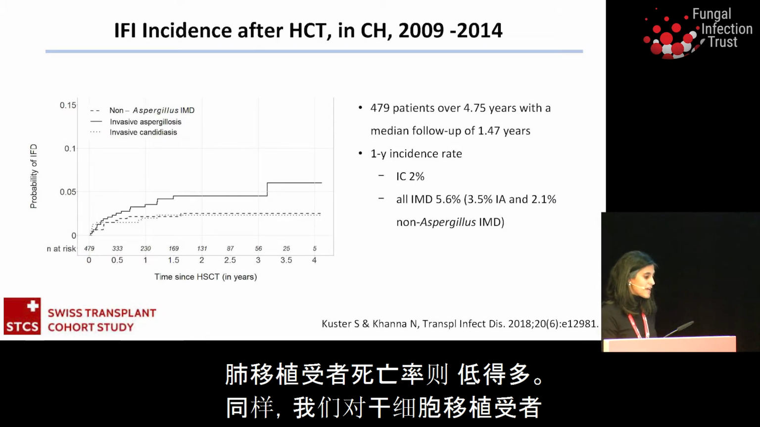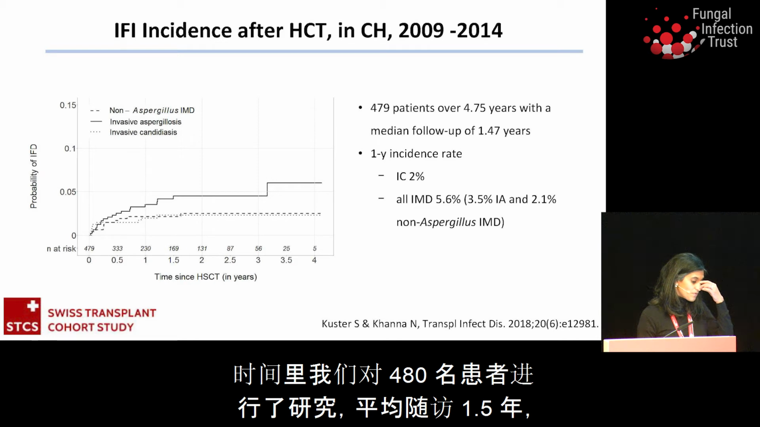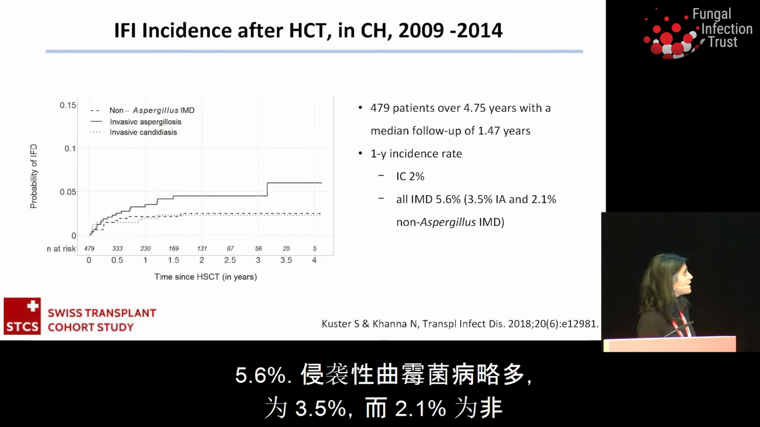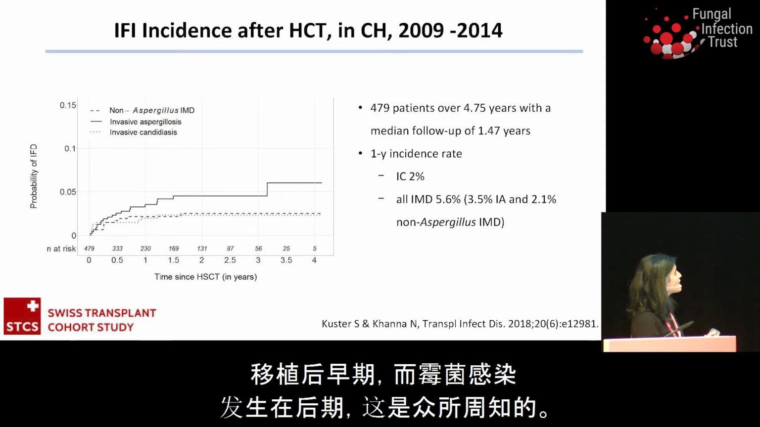So similarly, we did the same study in stem cell transplant recipients, also over 5 years. And what you can see here, we had 480 patients included over 5 years with a median follow-up of 1.5 years. And the 1-year incidence rate for invasive candidiasis was 2%. And for all invasive mold infections, 5.6%. There was a little bit more invasive aspergillosis with 3.5% and 2.1% non-aspergillus. And what you can see also is that the Candida infections occurred early after transplantation, whereas the mold infections occurred late, which is well known.